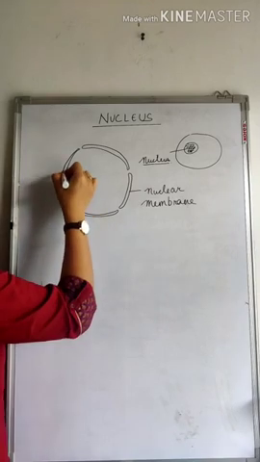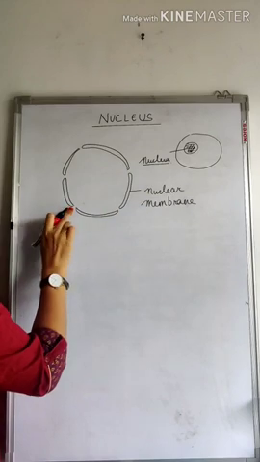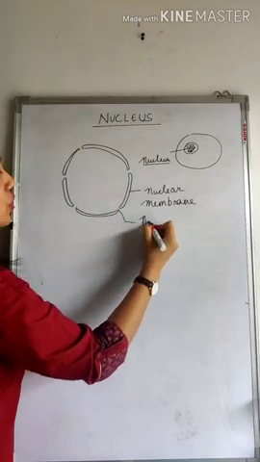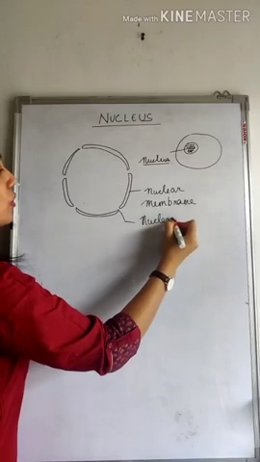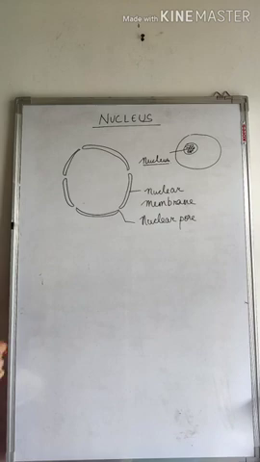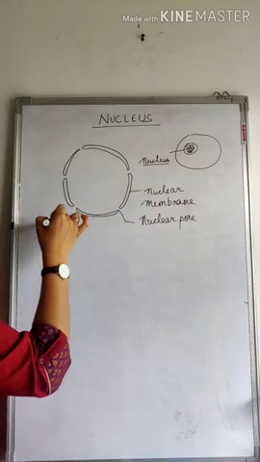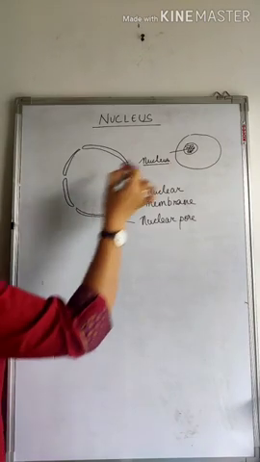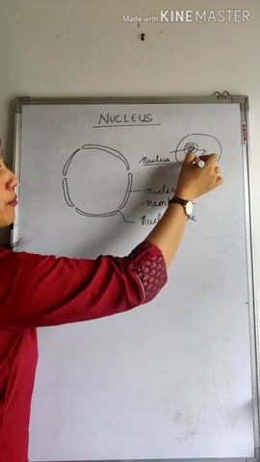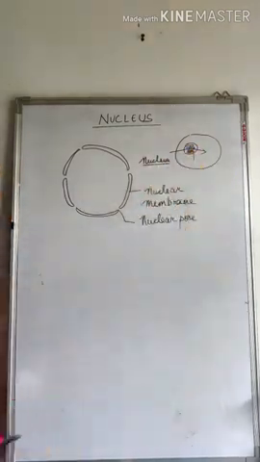And you see there are pores in the nuclear membrane. You see I have left some gap here. This gap or this pore we call it as nuclear pore. Okay, this nuclear pore help the nucleus in the transfer of material from inside to outside of the nucleus. That is from inside the nucleus to the cytoplasm and from cytoplasm to inside the nucleus.